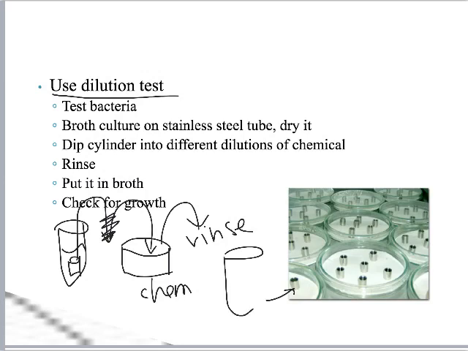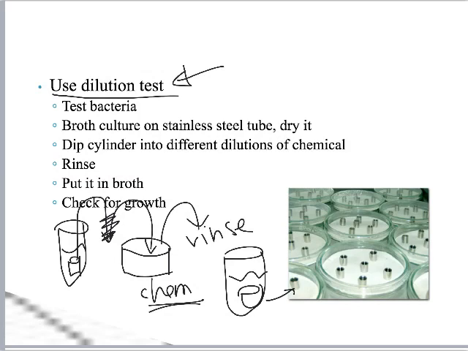Then we'll put them in a tube with broth, and we'll look to see if the organism actually grows. The goal is to see how dilute you can actually get the chemical and have it still be effective, but with the best cost benefit ratio. If you can use something more dilute and it's less hazardous to people, that's better than having something super duper concentrated. I hope that makes sense.